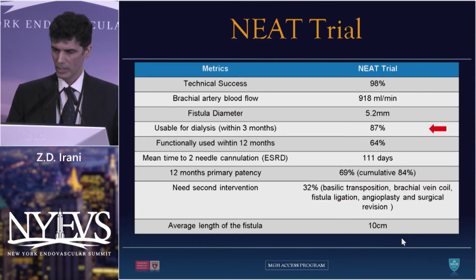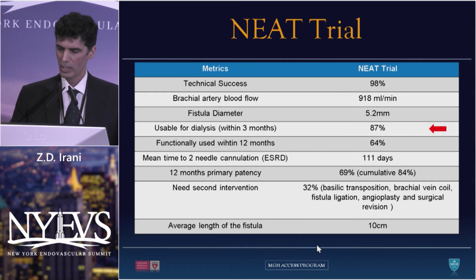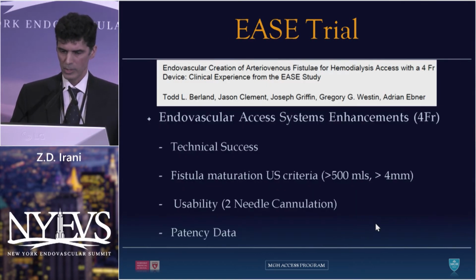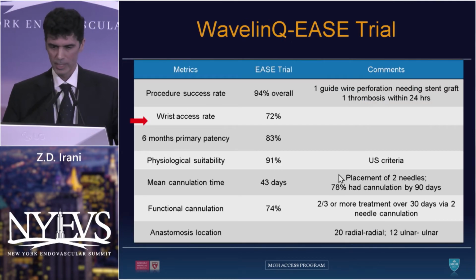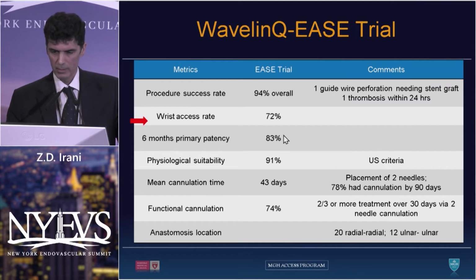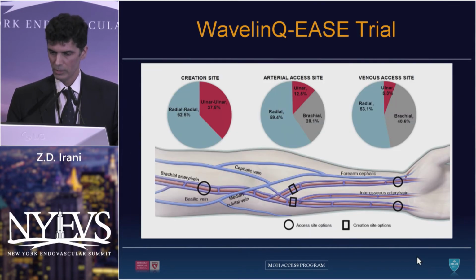In the NEAT trial, they noticed that the fistulas were usable, and some of them, when needed, were able to offer functional fistula access for the patients needing dialysis treatments. The EASE trial, which is the 4 French system trial, had similar outcomes. I'm just going through this in the interest of time. But the 6-month patency, again, was very healthy and respectable. The physiologic suitability, which means it met ultrasound criteria of fistula maturation, was very high. And also 74% of patients that needed dialysis were able to have these fistulas cannulated and used for dialysis treatments.